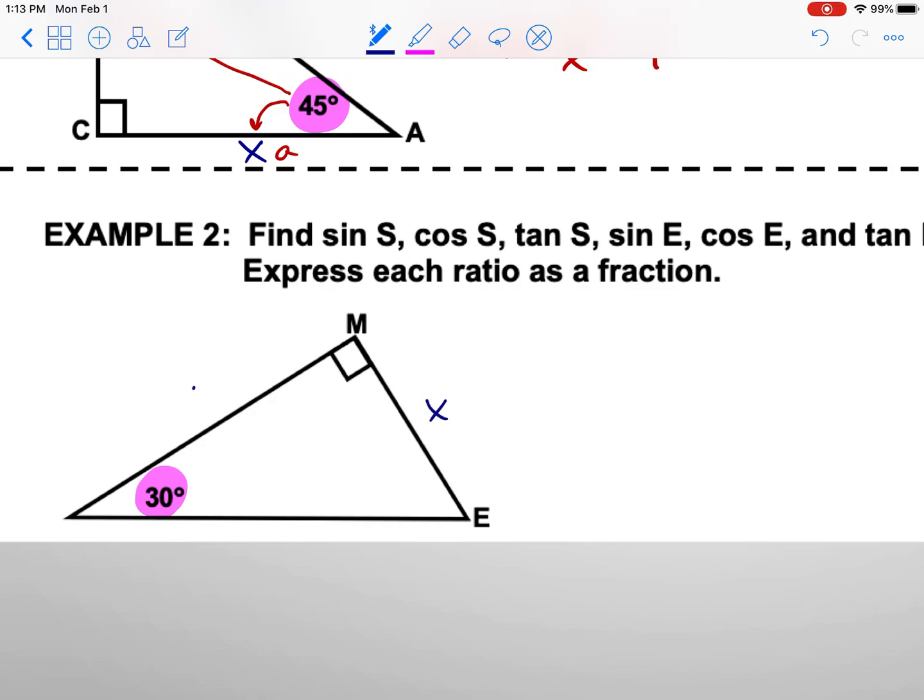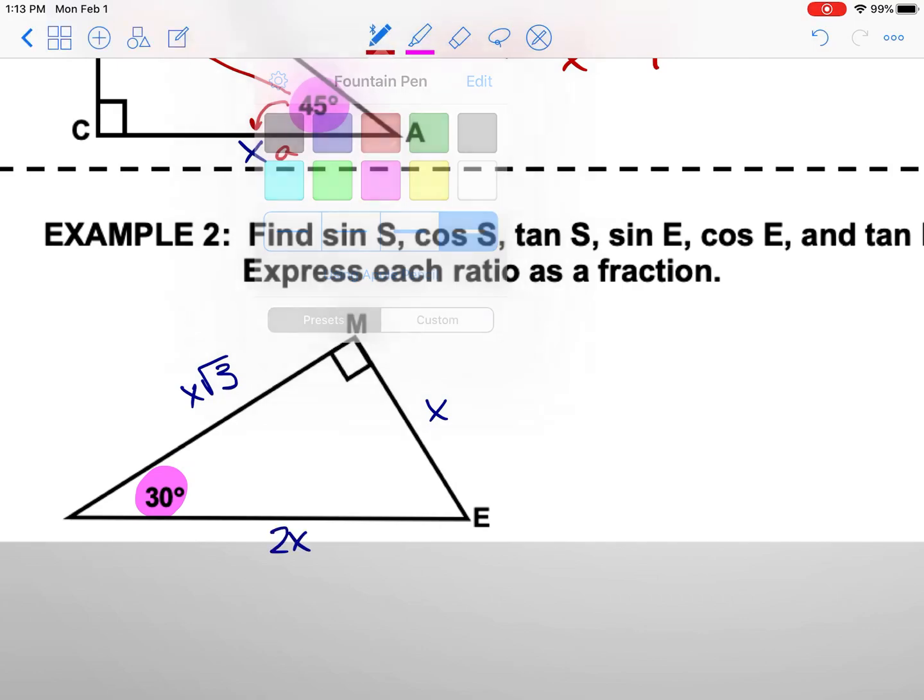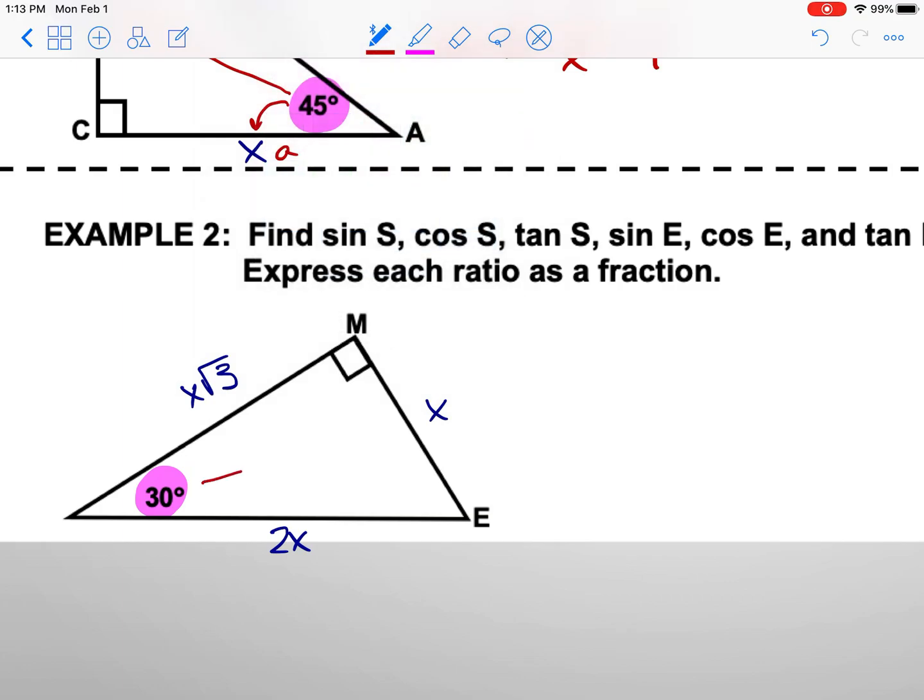The one across from the 60 is x square root of 3, and the hypotenuse will be 2x. The next thing we need to label is our A, O, and H. Well, across that angle is our O. Next to it is the A, and our hypotenuse is always the one across from the right angle. So here we go. Let's write our ratios.